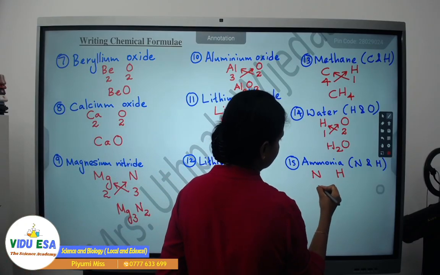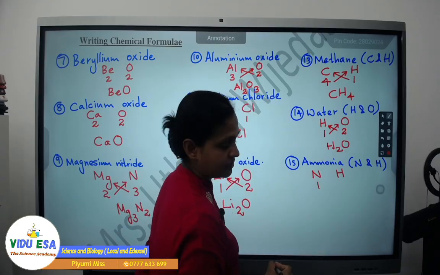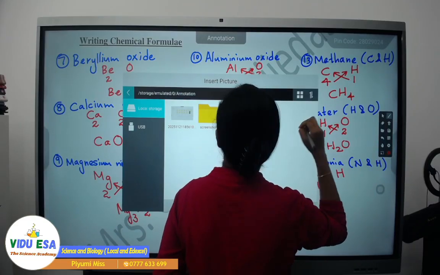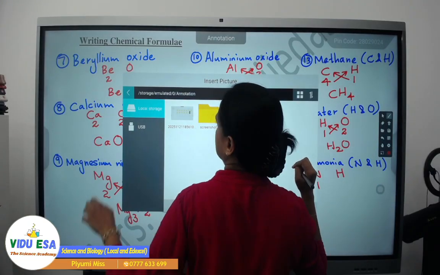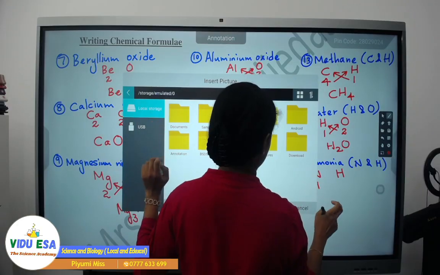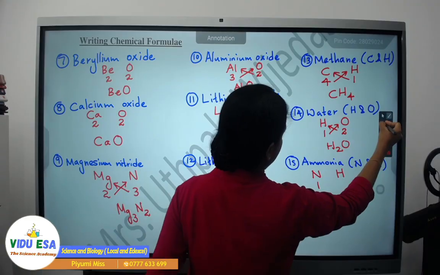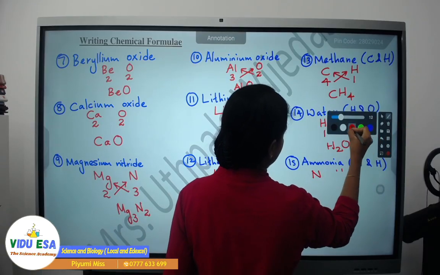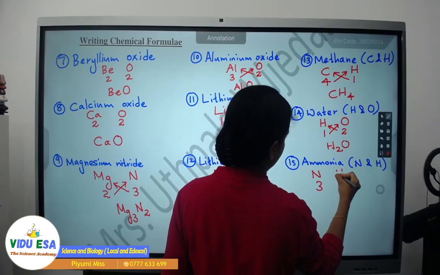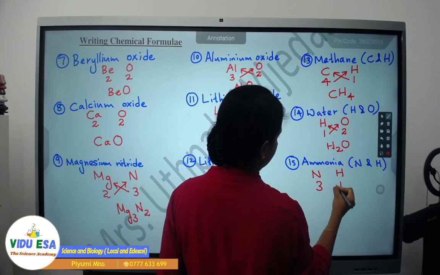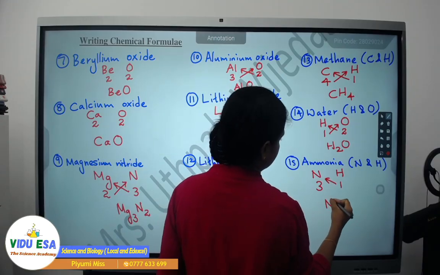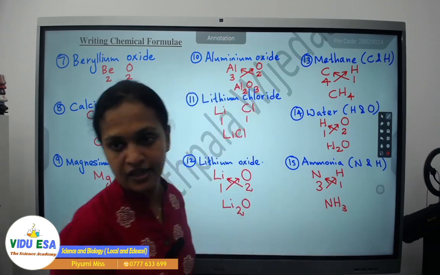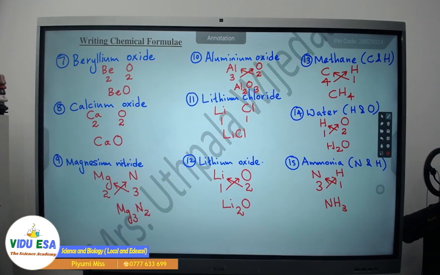Then ammonia. Nitrogen and hydrogen. Nitrogen valency 1. Sorry, nitrogen valency 1, maybe 3. Nitrogen valency 3. Hydrogen valency 1. Then it is NH3, ammonia, NH3.